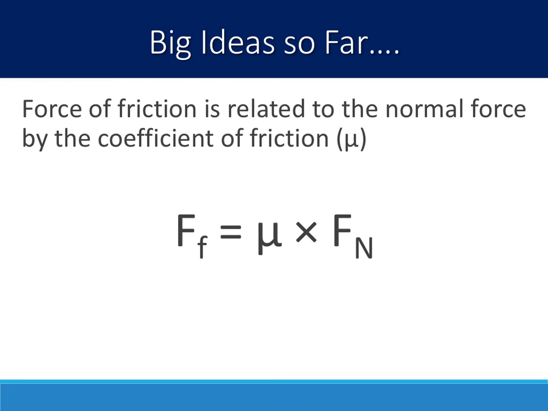Last big idea for this lesson was introducing the idea of finding frictional force using a coefficient, could be static or kinetic, times the normal force. Once again, the free body diagrams will help you identify what the normal force is. If it's on a horizontal surface, it's equal to the weight. If it's at an incline, you'll have to find the perpendicular component. Hopefully this helped give some overviews of friction.